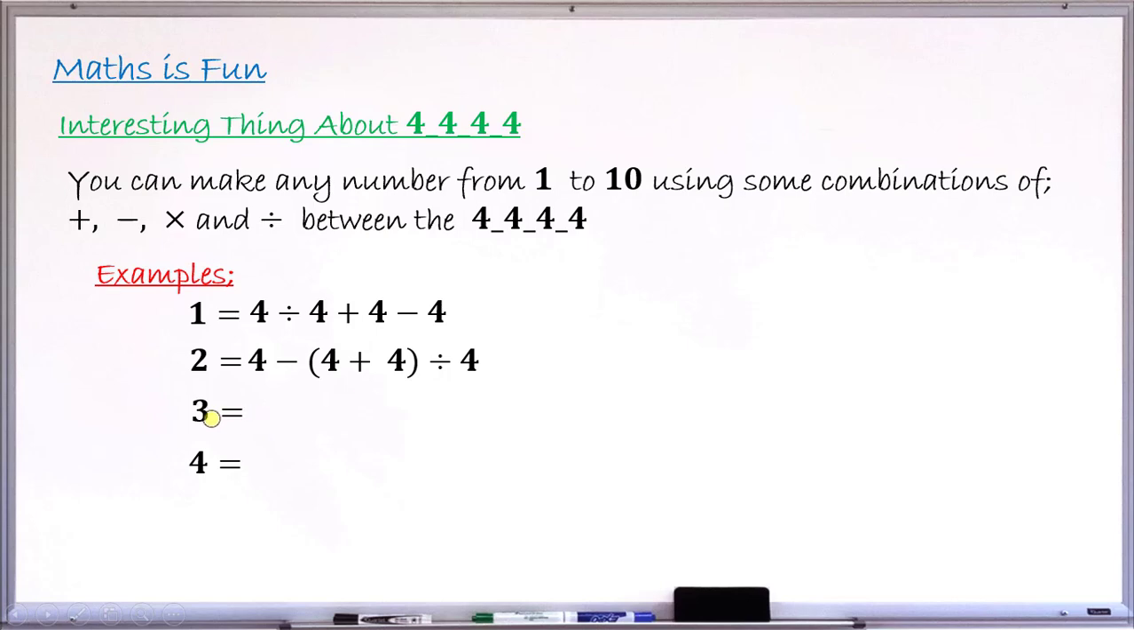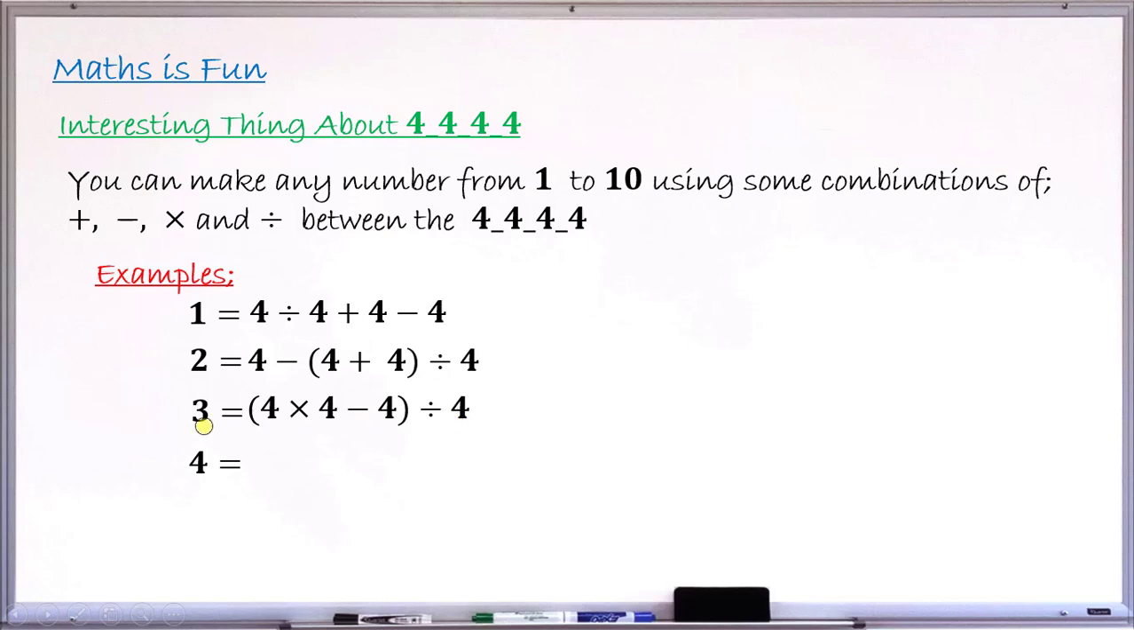If I want to make a 3, I'll have a bracket, 4 multiplied by 4 minus 4, and that bracket divided by 4. Minding our order of operations, inside the bracket is what you do first. So 4 times 4 gives you 16. 16 minus 4, you now have 12. So that 12 divided by 4, you have 3.